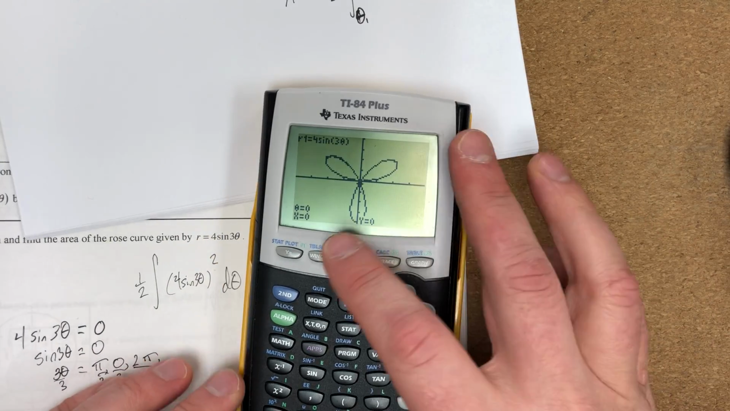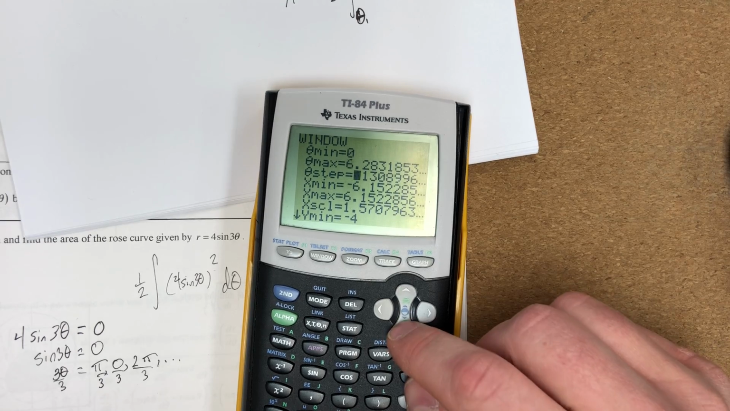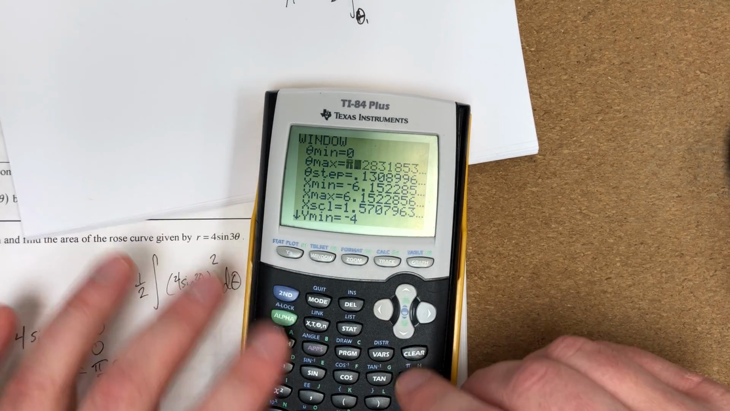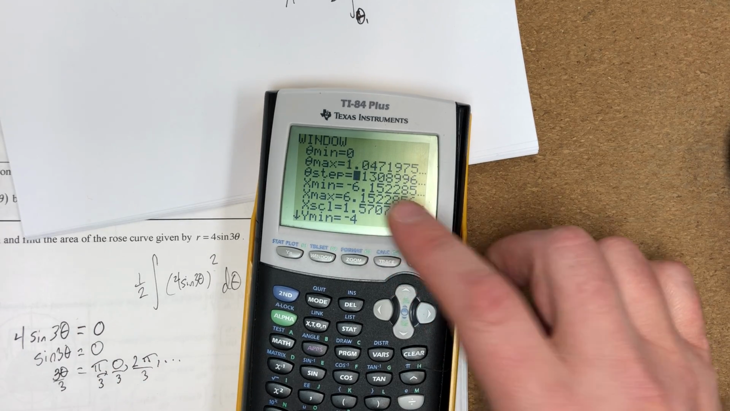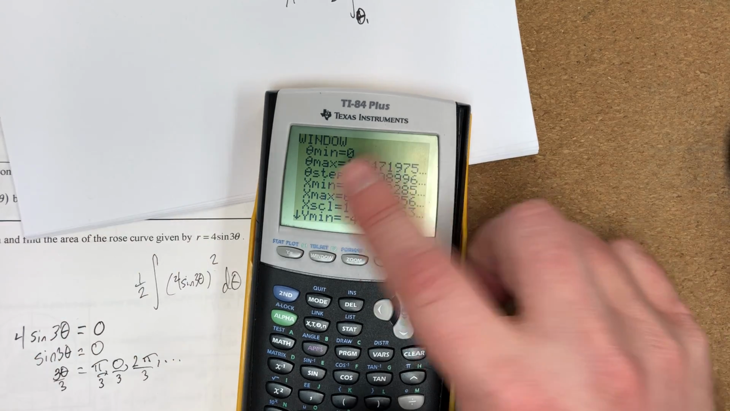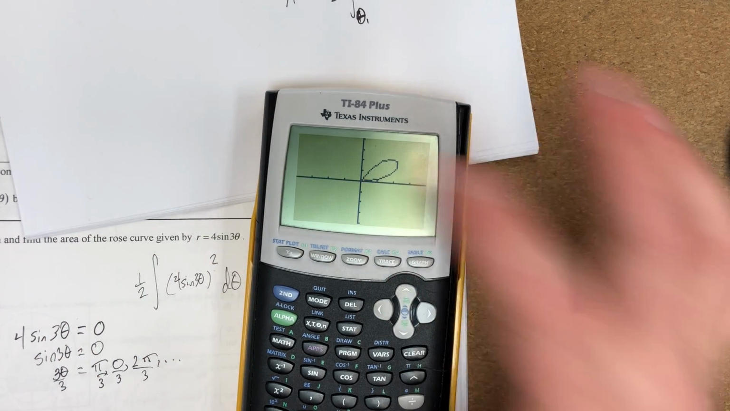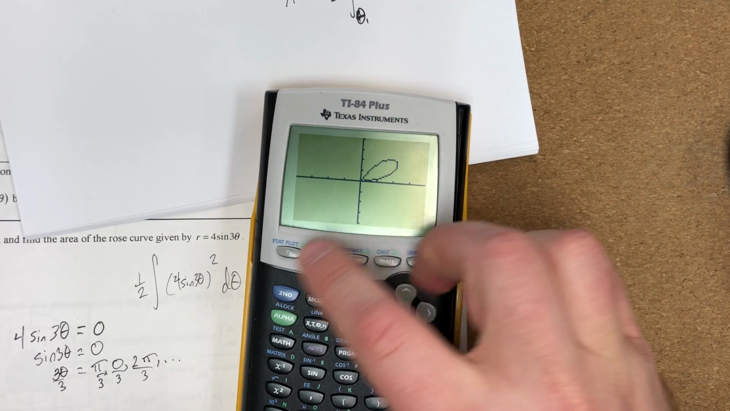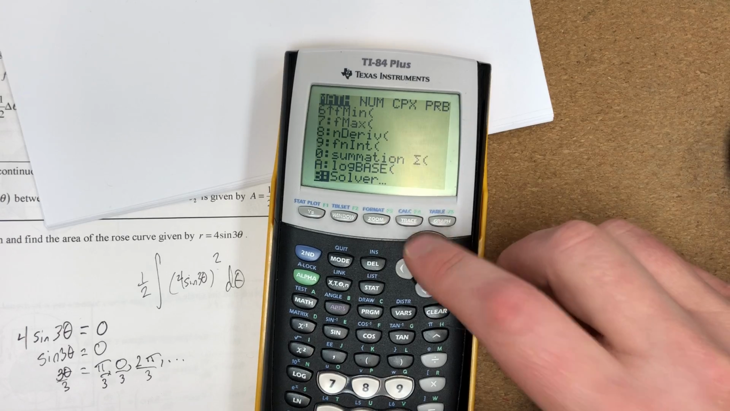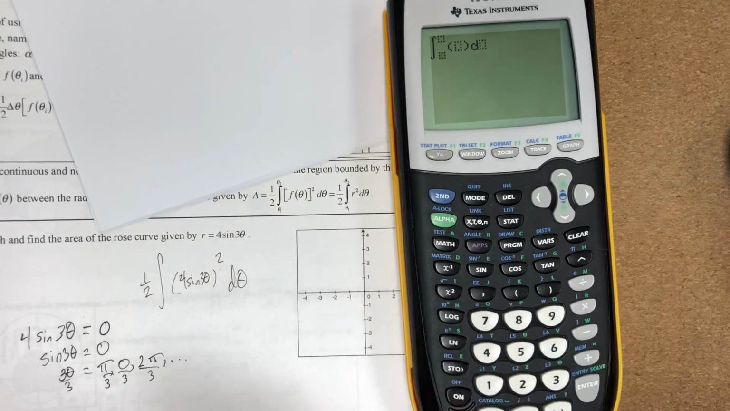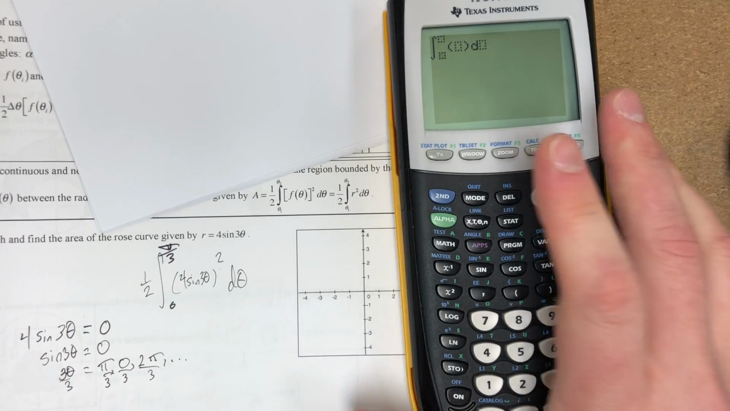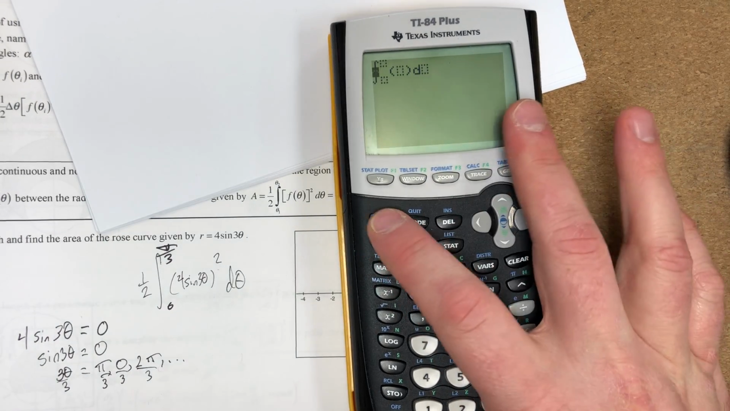Just to double check, I'm going to go in here and change my theta min to 0 and my theta max to pi over 3. All that's going to do is draw this, but just from 0 to pi over 3. Yeah, okay, so that gives us our first petal. So all I have to do now is use my calculator and get this integral. I'm going to go from 0 to pi over 3. Oh, forgot the 1/2 out front.